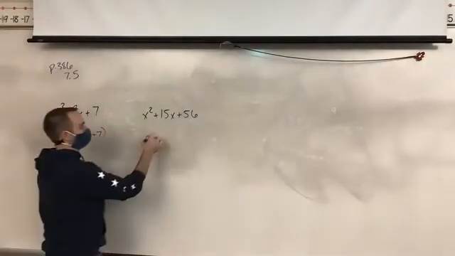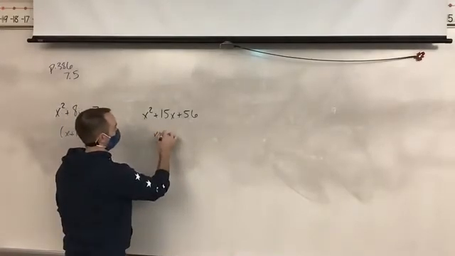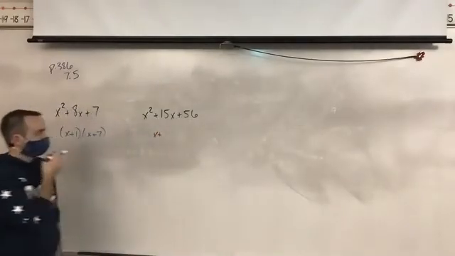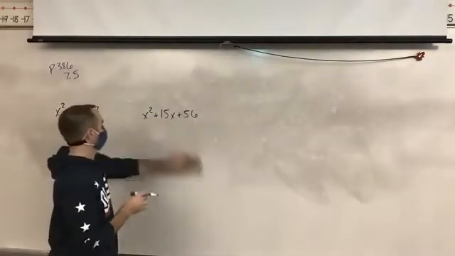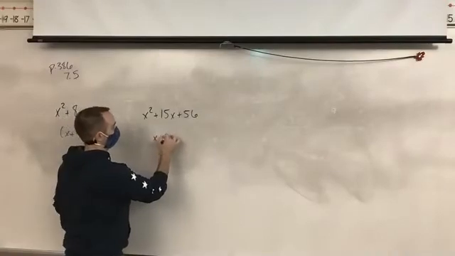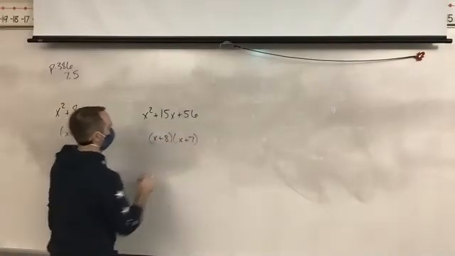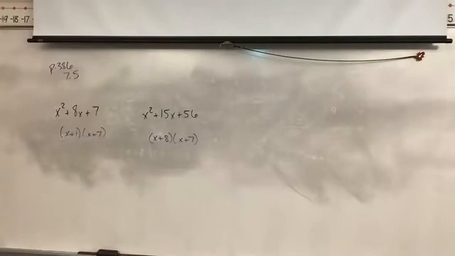Then, x plus 6, x plus 9. Nope. That would be 54. Andrew, x plus 8 times x plus 7. There you go. x plus 8, x plus 7. Okay, multiply to give me 56, add to give me 15. There you go.